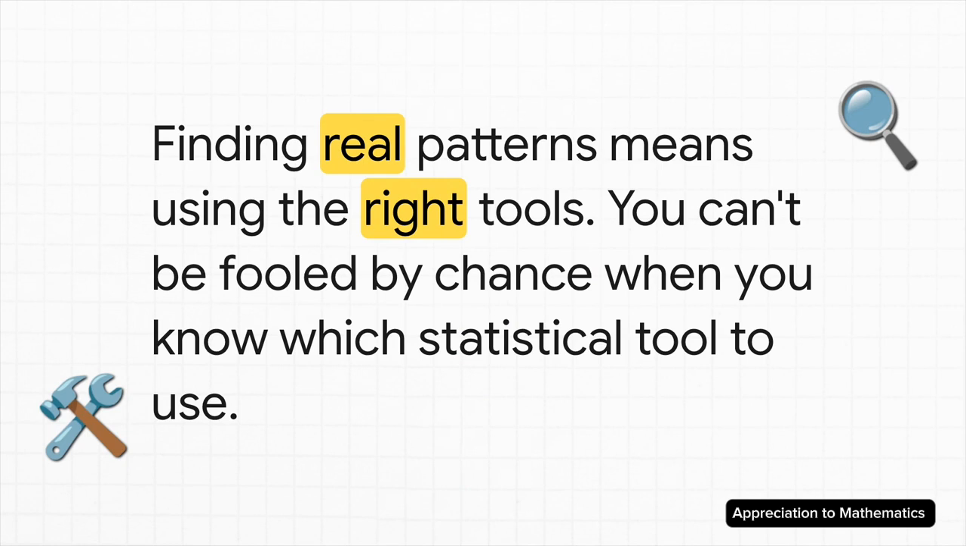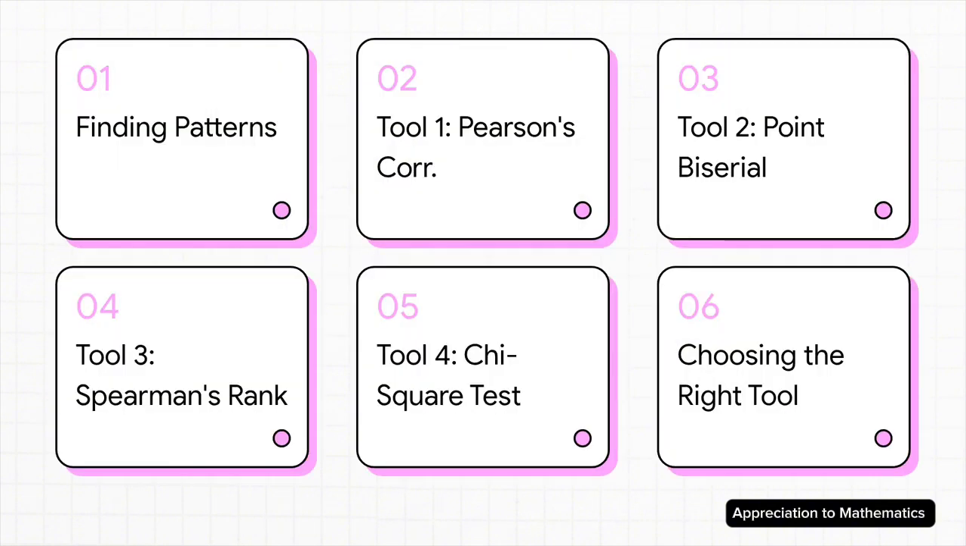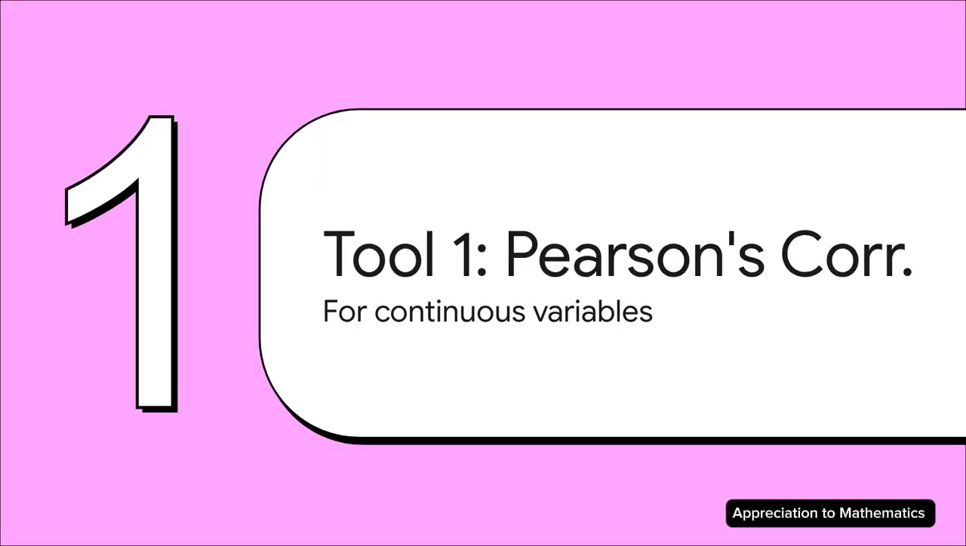Think about it like a carpenter. You wouldn't use a sledgehammer to put in a tiny little screw, right? Same thing here. To find those meaningful connections and not get fooled by just random noise, you've got to know which tool to pull out of your toolkit and when. So here's the plan for today. We're going to explore what it really means to find patterns by looking at 4 essential tools. We've got Pearson's correlation, point biserial, Spearman's rank, and the chi-square test. And then we'll wrap up with what is honestly the most important skill of all, how to choose the right tool for the job. Okay, let's grab our first tool.